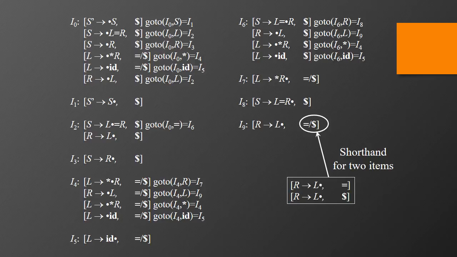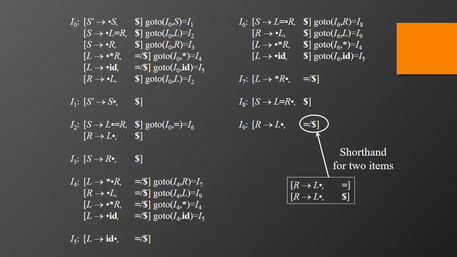So LALR(1) items are as follows. Item 0 will contain S' gives dot S comma dollar, S gives dot L equal to R comma dollar, S gives dot R, L gives dot star R comma equal-to-hyphen-dollar, L gives dot ID comma equal-to-hyphen-dollar, R gives dot L comma dollar. So I0 of S will become I1, I0 of L will become I2, I0 of R will become I3, I0 of star will become I4, I0 of ID will become I5.